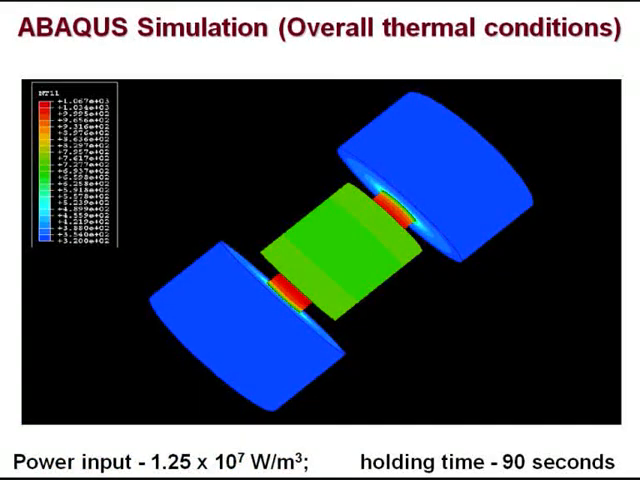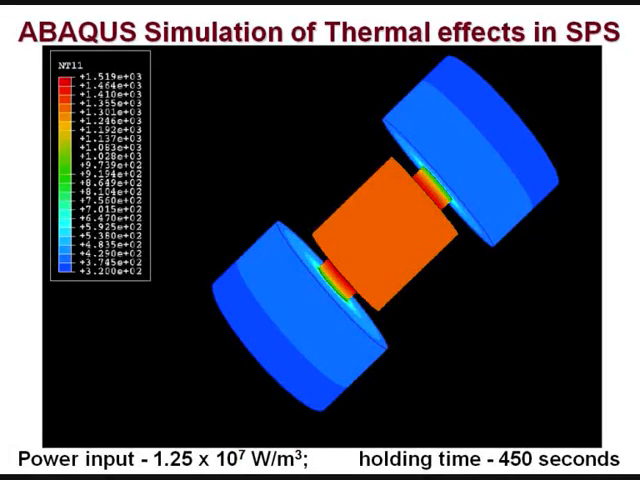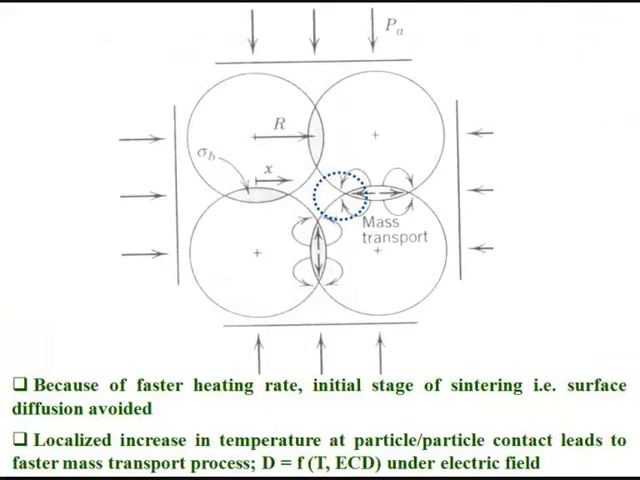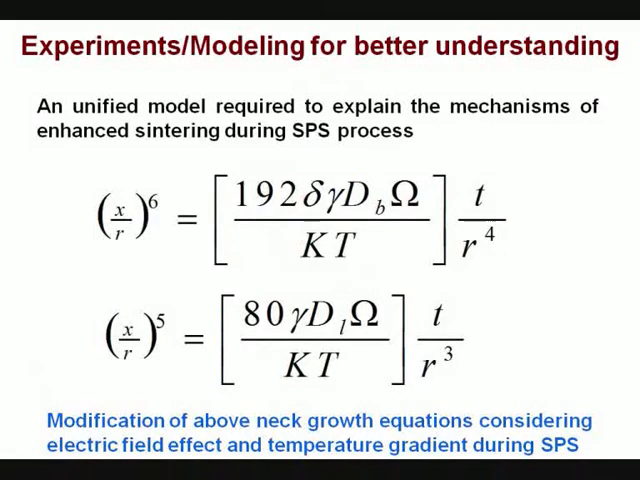Subsequently, we have also performed some ABAQUS simulations to see how these temperature profiles or thermal conditions look during actual SPS conditions. One can see that the highest temperature is always developed at the die punch assembly, where you can see the red regions, at more than 1000 Kelvin. See this 4-particle model where pressure is applied, and if you supply the current, then the diffusivity would also increase at the neck region.